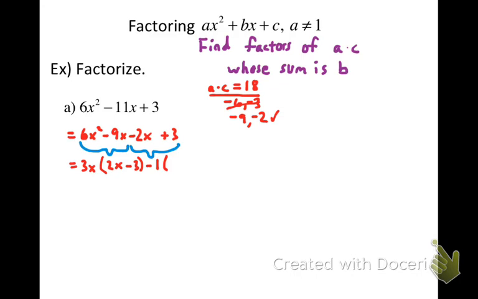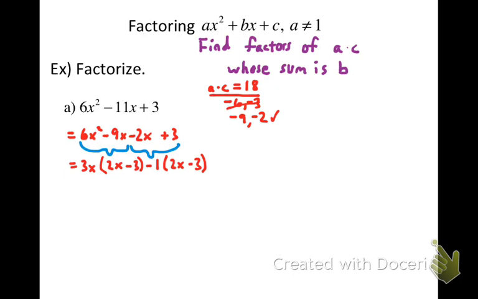All right, so I'm going to factor out a negative 1. And now I have to think about what would I multiply a negative 1 by to give me a negative 2x? Well, that would be a positive 2x. What would I have to multiply a negative 1 by to give me a positive 3? That would be a negative 3. Okay, so there's factoring by grouping.